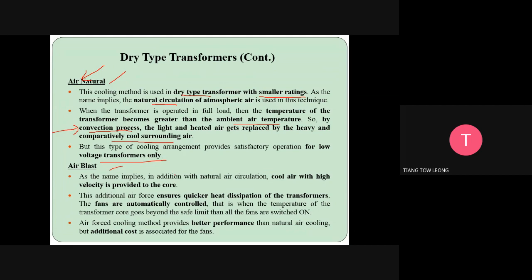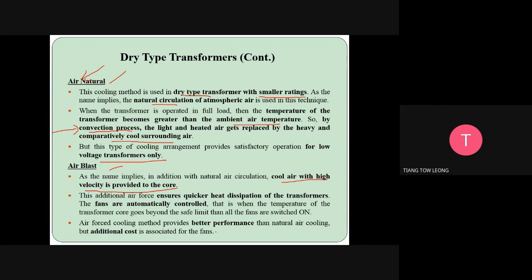Air blast means we cool with high velocity air provided to the core. For example, we use a pump to blast the air inside the transformer. This additional air force ensures quicker heat dissipation of the transformer. The fans are automatically controlled. That is, when the temperature of the transformer core goes beyond the safe limit, all the fans are switched on. The air force cooling method provides better performance than natural air cooling, but additional cost is associated for sure because we need to install the fan, right?